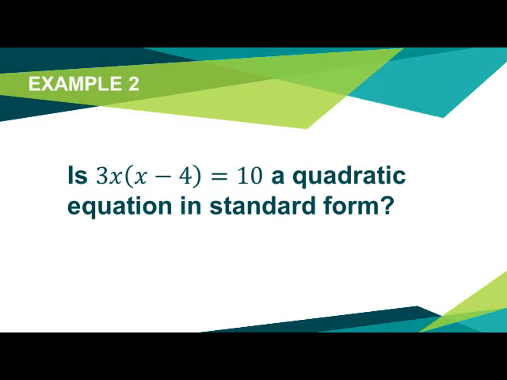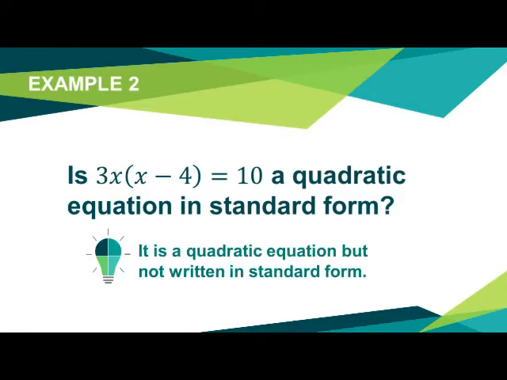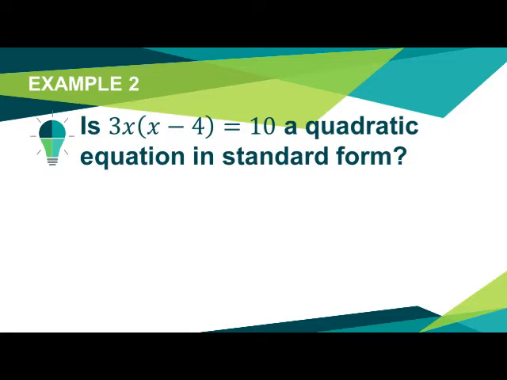Is the product of 3x and x minus 4 is equal to 10 a quadratic equation in standard form? 3x times the quantity of x minus 4 is equal to 10 is a quadratic equation, however, it is not written in standard form. To write the equation in standard form, expand the product and make one side of the equation equal to 0.